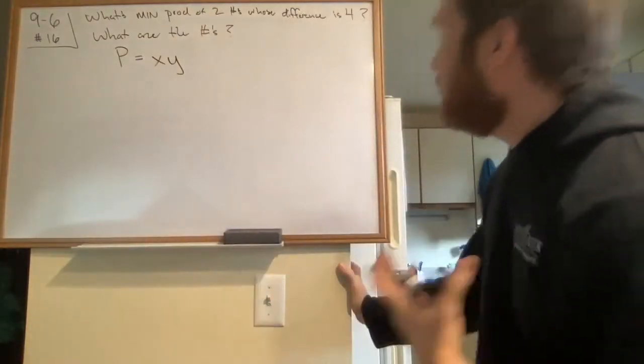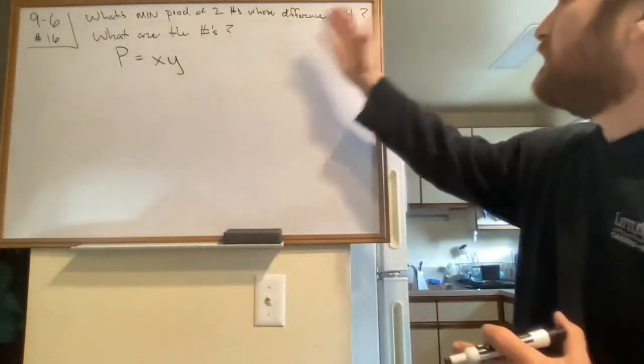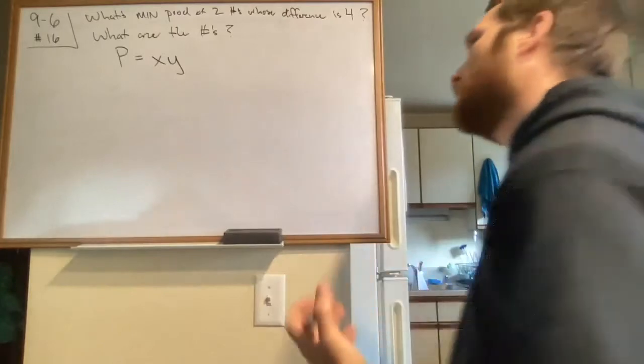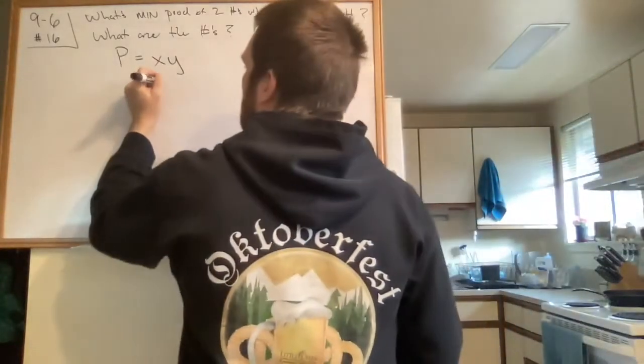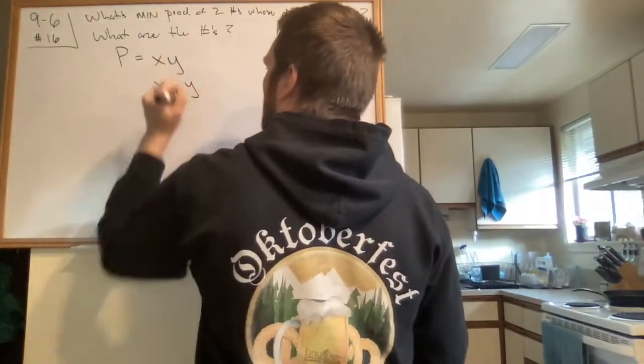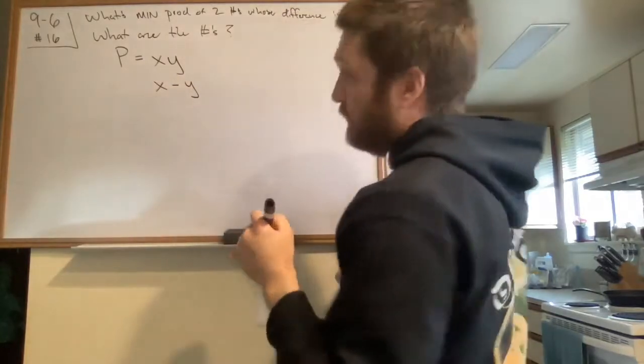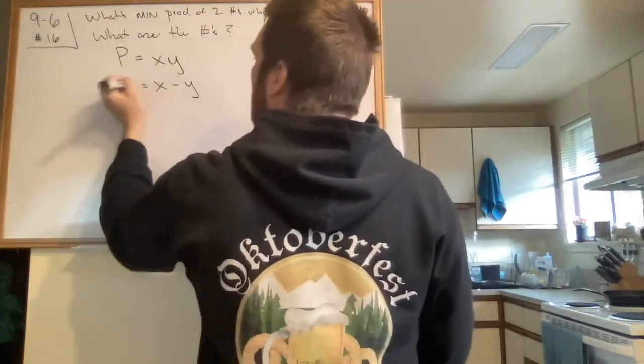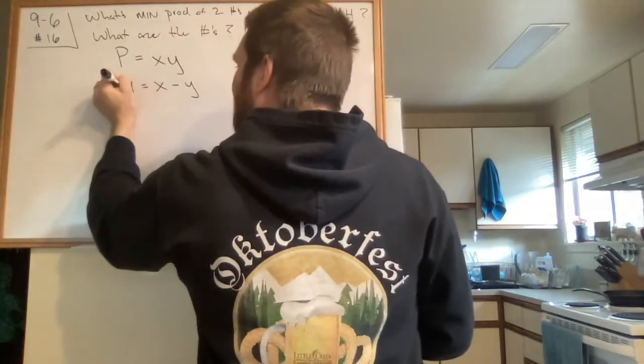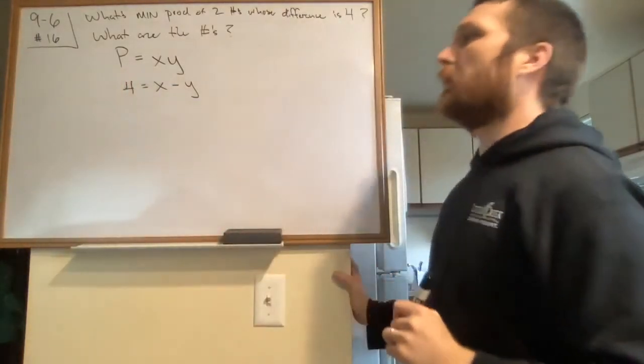Now, what constraint do I have? It says that the difference of these numbers is 4. So how do we write that? The difference of two numbers would be x minus y. It doesn't matter what order we use; we'll see that in a minute. And it says that difference is 4.